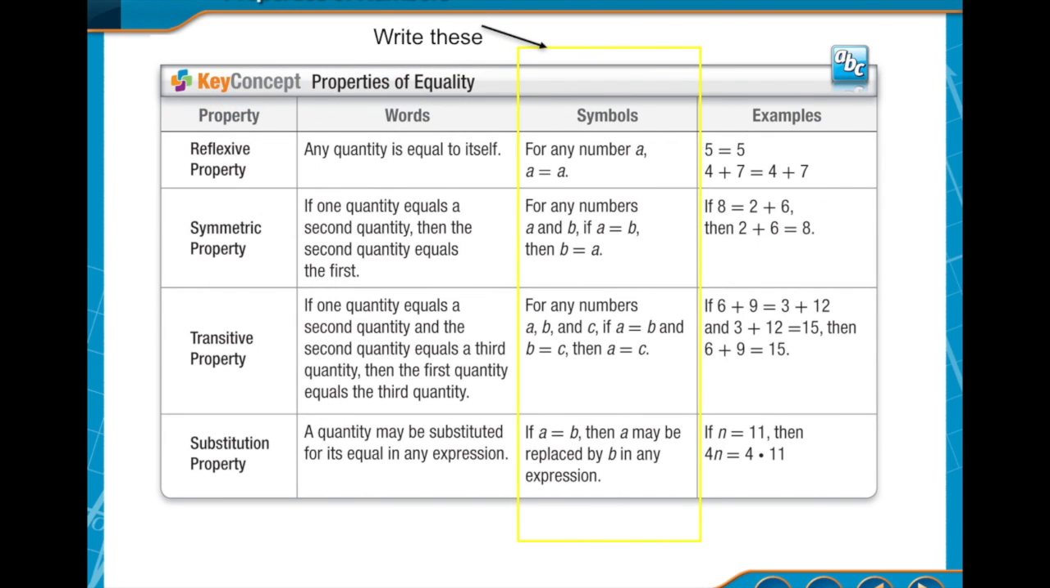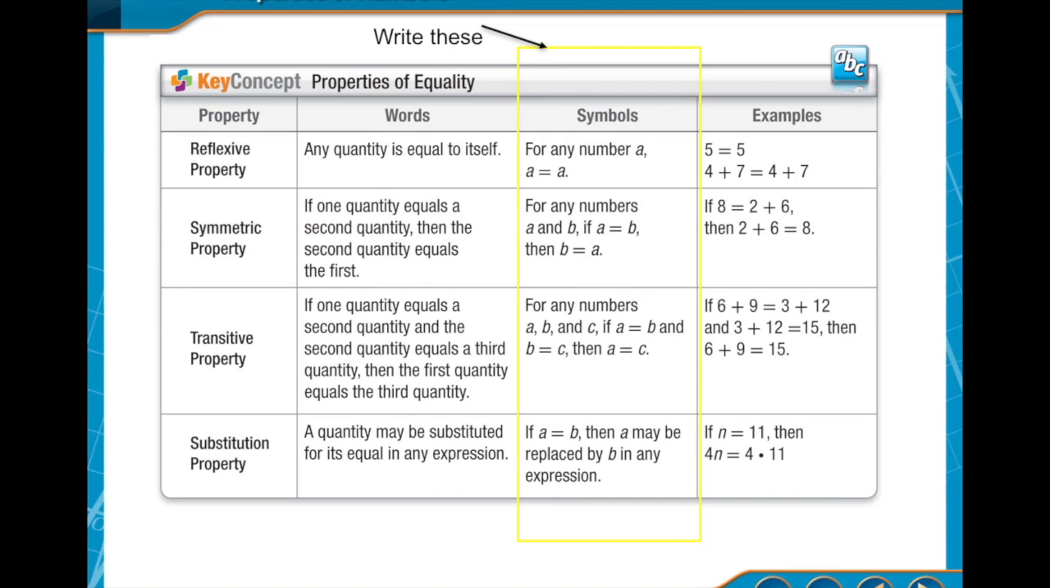Now, the first things you need to start writing today are these four properties of equality. And basically, these are just ways of understanding how we can move numbers around and still have things be equal. These are useful skills to have to help us solve equations in any way they might be written.